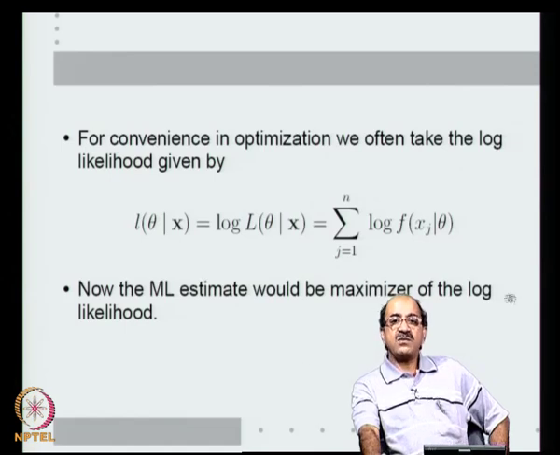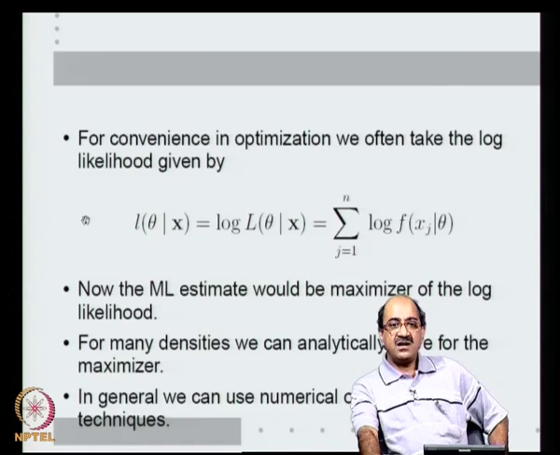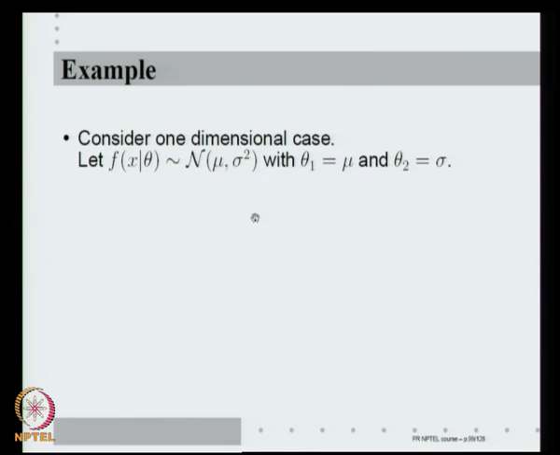Now, the ML estimate would maximize the log likelihood, because log is a monotone function; whatever maximizes the likelihood will also maximize the log likelihood. So, for many densities we can analytically calculate the maximizer, and if you can't, of course, you can always use a numerical technique, if we know the likelihood function, to obtain the ML estimate. So, let us consider one example.